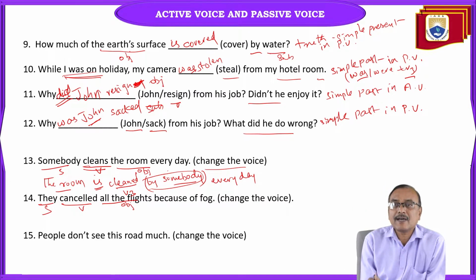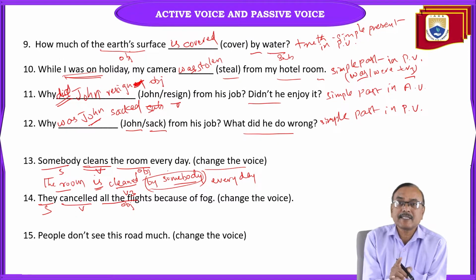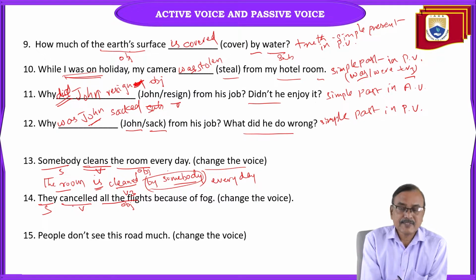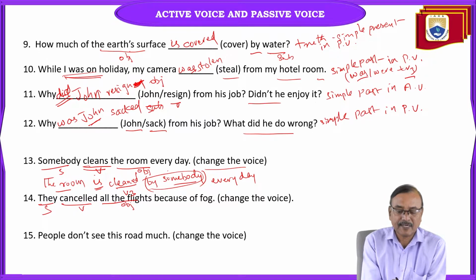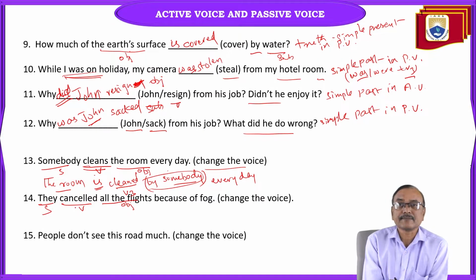Okay? When you are asked to change the voice, the first thing you have to do is identify the subject and the verb. Once you identify the verb, think of the subject. Who did it? They. What did they do? They cancelled. Cancelled what? All the flights. All the flights is the object. First you identify like this.